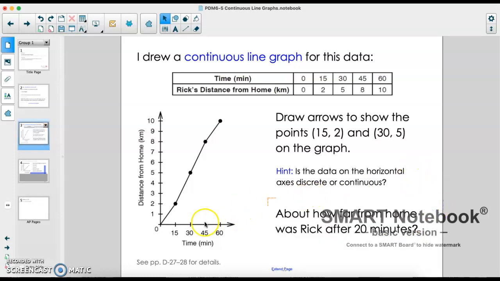So if you think where 20 minutes is, 20 minutes is roughly right about here. And if you go straight up, we can imagine he's about 3 kilometers from his house. And again, that's about where he was.